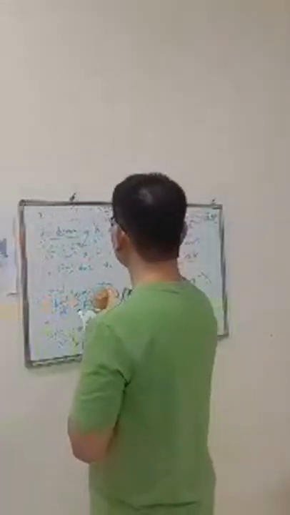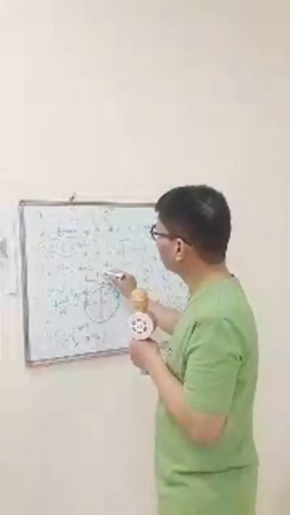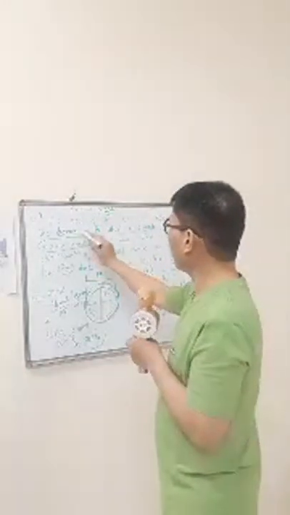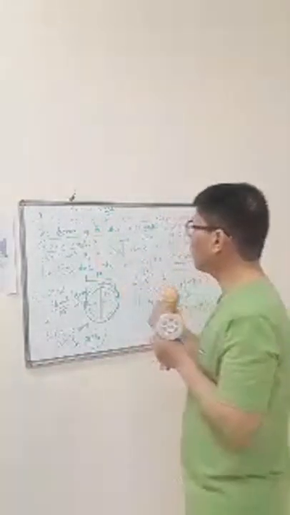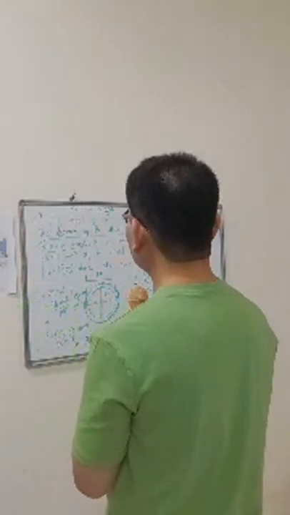This is the wheel. Its diameter is 1 meter. Take note, the diameter of the wheel is 1 meter, that is not the radius. So what is the angular displacement?